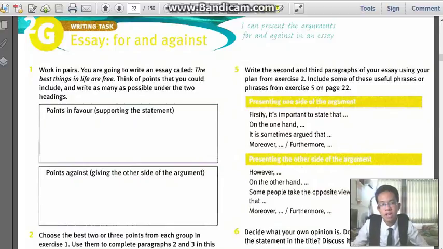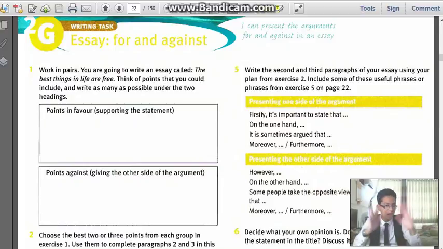So right now, it is exercise number 1 on page 23. Work in pairs, so we don't need a pair, we just need you and me. You are going to write an essay entitled The Best Things in Life Are Free. Think of points that you could include. Write as many as possible under the two headings. First, points in favor means to support the statement, and points against means to give the other side of the argument.